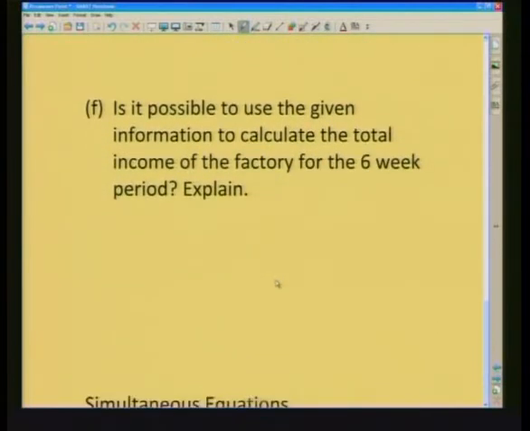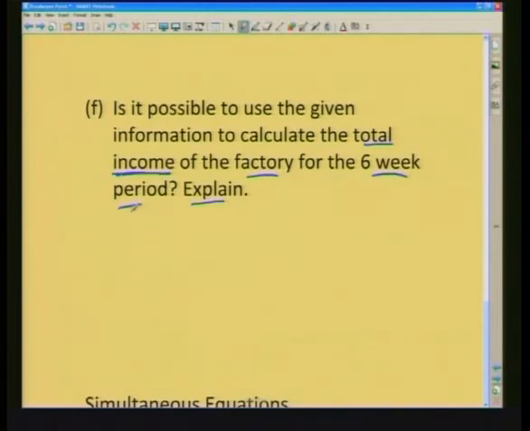And then lastly, for question one, is it possible to use the given information to calculate the total income of the factory for the 6-week period and explain? Now, remember, in order to work out your income, you need to know what the selling price of each of these utensils is. But we don't know what the selling price is. We don't know what the cost price is. All we have is the profit. So therefore, we do not have enough information to work out the income of the factory, even for one day, let alone for a 6-week period.